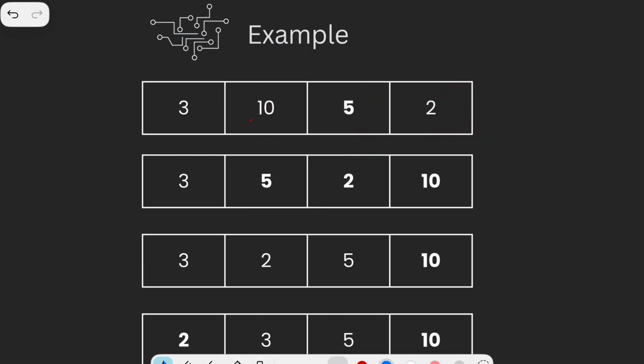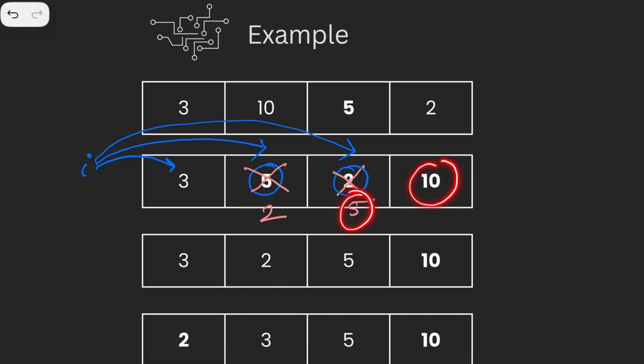Now let's look at the second iteration. Same thing, we check whether 3 and 5 are in correct order or not. So they are in correct order. So we update the iterator. Now our I is pointing to 5. So we check whether 5 and 2 are in correct order or not. They are not in correct order. So we swap them. Here we will have 2 and here we will have 5. Again we update our iterator. Now it's pointing to this position. Now we have 5 and 10. Are they in correct order?